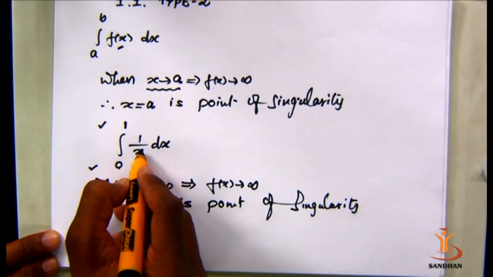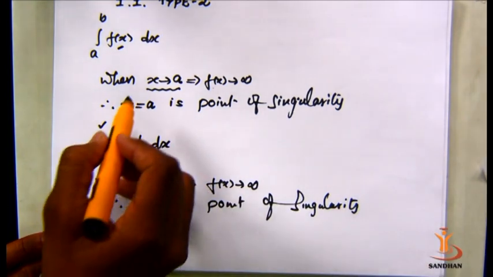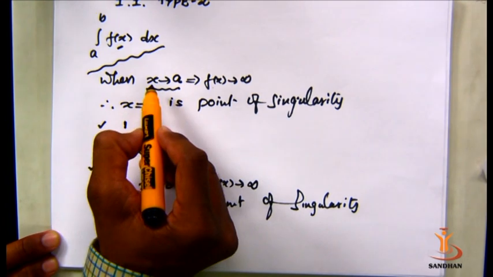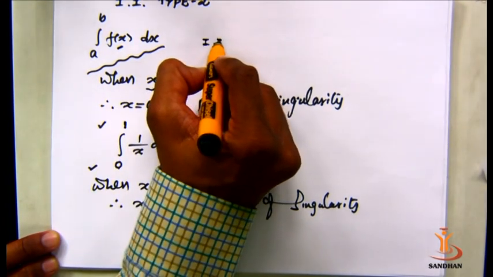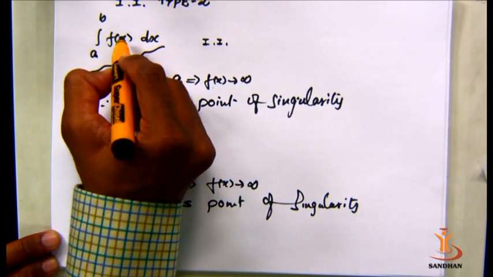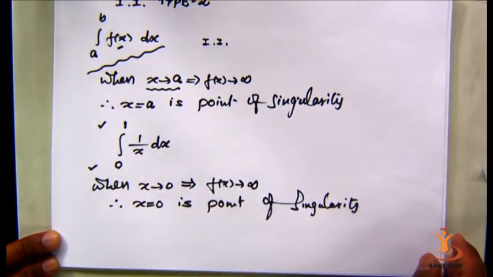At 0 the function is not defined. That means the given integral, in general, the integral from a to b of f(x) dx, is an improper integral. At the lower limit the function is not defined. Remember, at a the function is not defined.